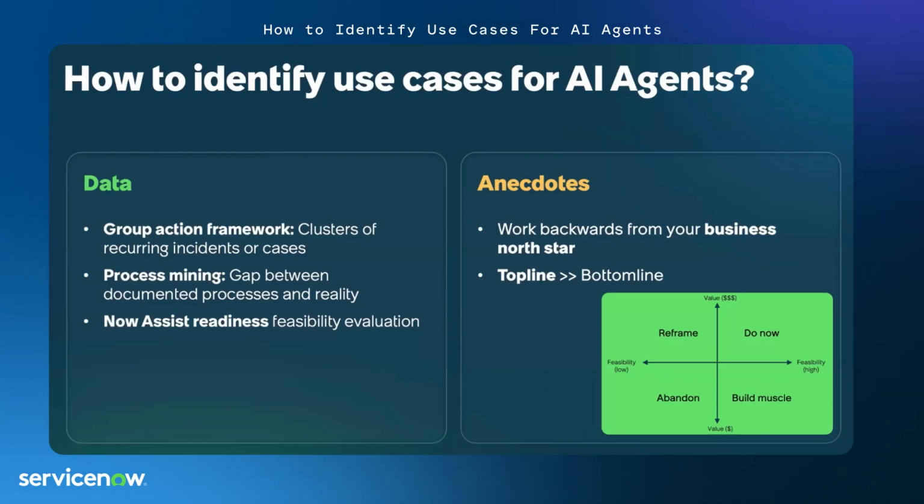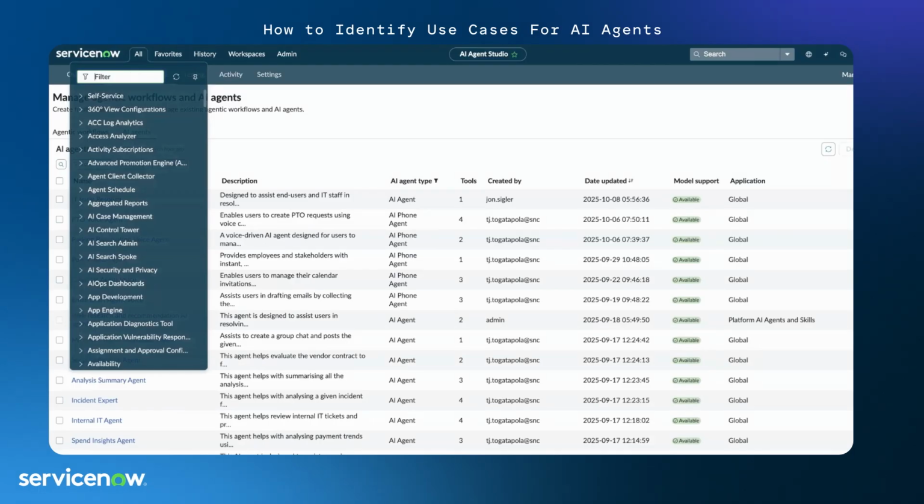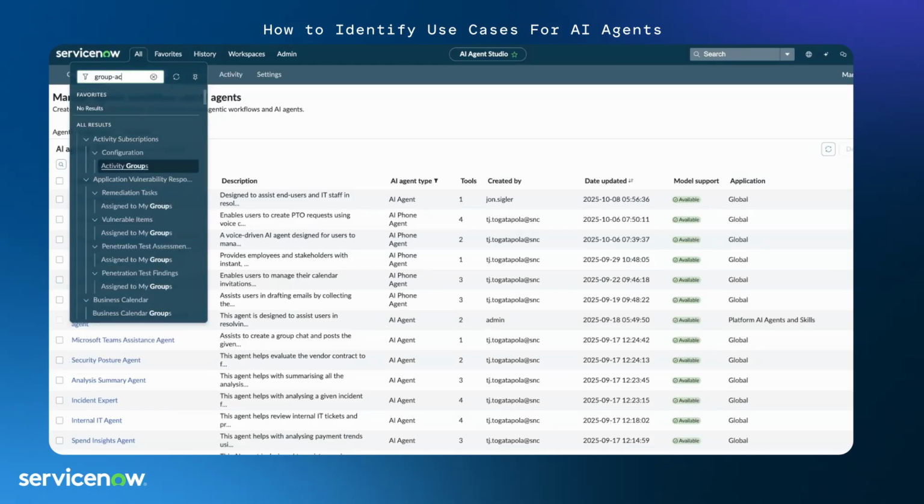Now, sure, there are certain things that ServiceNow can help you with, and we're going to talk about two things: the data aspect and the anecdotal things. So I'll start with the data first. The first thing that I call out here is Group Action Framework. So I'm going to go into my instance and show you what Group Action Framework is.